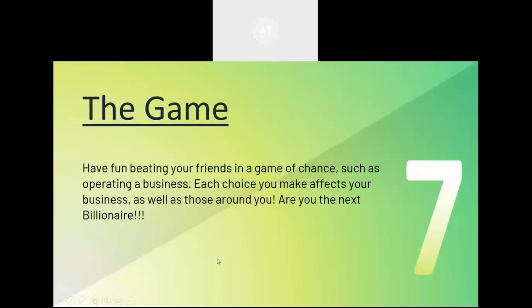There is a 7th option, the game. So it's a game of chance and risk. And of course, running a business would have those elements as well. Each choice would affect your business, and it would be a fun game for the kids to experience the highs and lows and the risk of running a business.